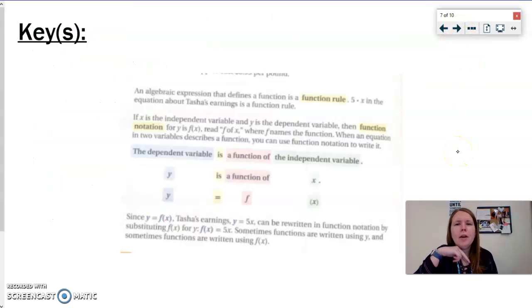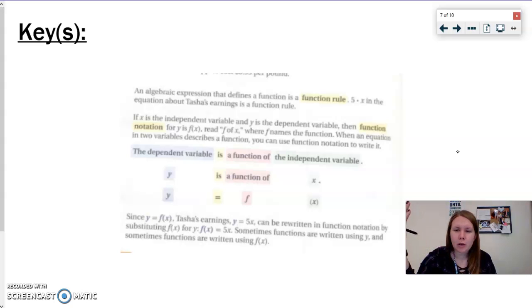Alrighty, so the next part here is talking again back to our function notation. It says an algebraic expression that defines a function is a function rule. 5 times x in the equation about Tasha's earning is a function rule. If x is the independent variable and y is the dependent variable, the function notation of y is now f of x.